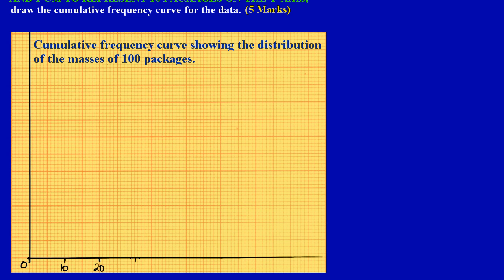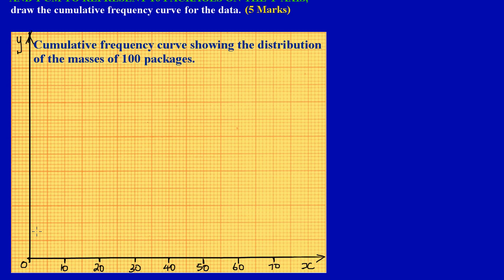Then I'm going up by 30, then 40, then 50, and then 60 there. Let me just put in 70, and I think I can stop there. Now I must label my axis carefully. So this is my x-axis, and up here my vertical axis would be my y-axis, so I'm going to put a y there.